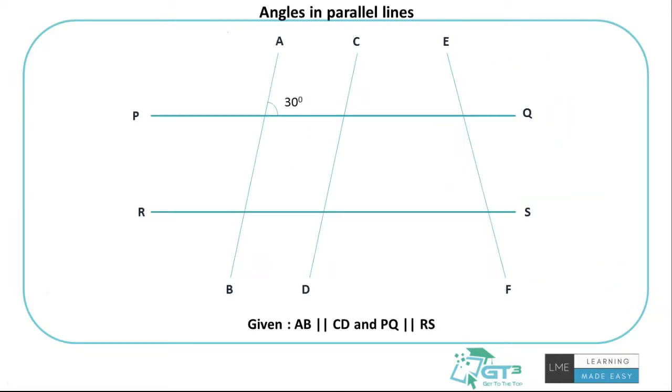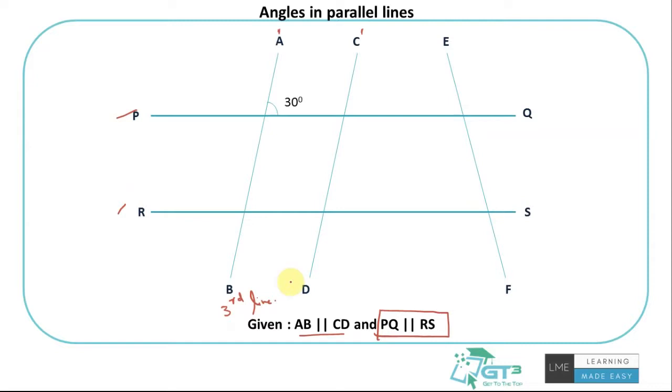So now let's look at the angles in parallel lines. Generally, let's take that AB is parallel to CD. So this line and this line are parallel, and PQ is parallel to RS. Let's focus only on PQ being parallel to RS now. That is, this line and this line are parallel, and then this is the third line, the third line passing through the two parallel lines.